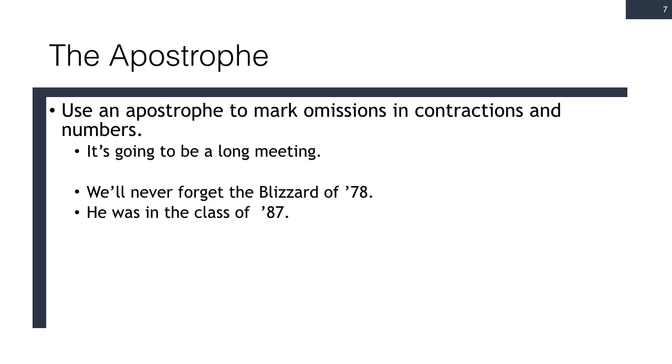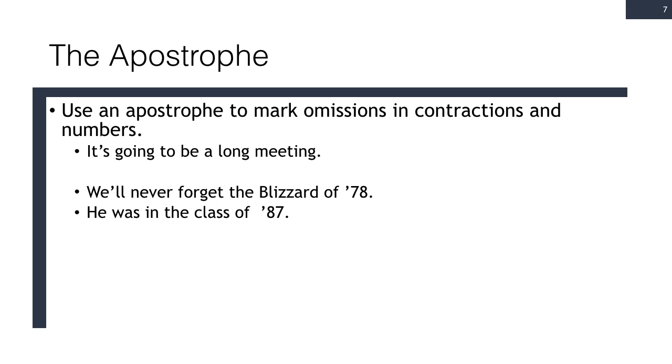So you would use an apostrophe to mark omission in contractions and in numbers. The contraction is, "It is going to be a long meeting." To make that contraction, we would just omit the full "is" and just put an apostrophe S. It's going to be a long meeting.